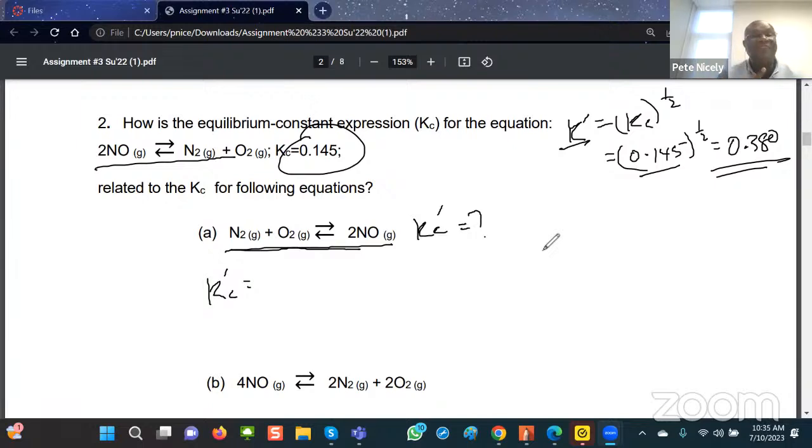Oh, you know something? I'm thinking of the wrong question. I'm sorry, there's only one difference, folks. So how would we determine the relationship between Kc and Kc prime in this case? The only difference between them is that the products of the first equation are the reactants of the second equation and vice versa.